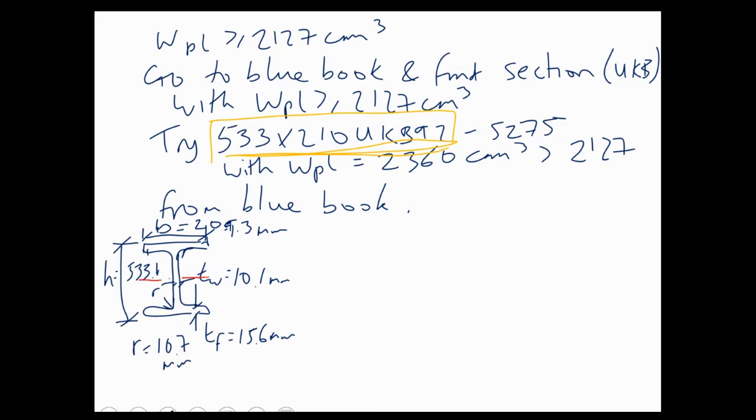So those are some of the basic parameters that we need for this section. And obviously we have a neutral axis down the middle, which is the major axis, and then we have the minor axis going in the other direction. Okay, so that's our section.